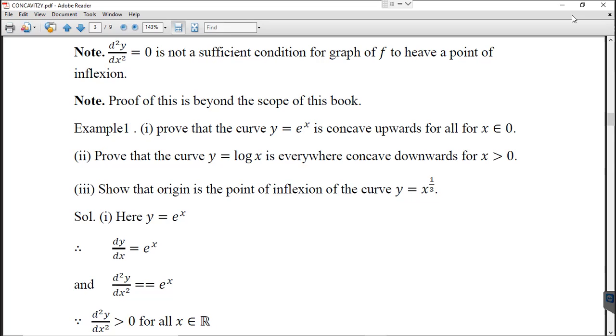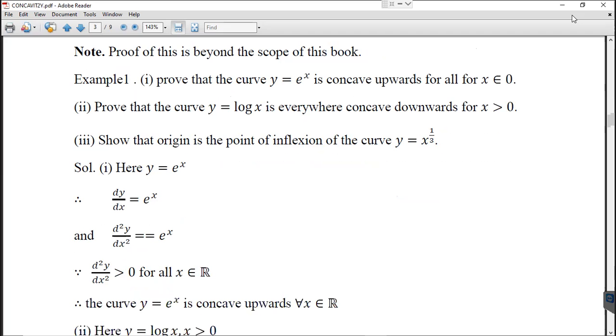So first of all, consider the curve y is equal to e raised power x for all x belongs to R. Here there is a typing mistake. You have to check that the curve y is equal to e raised power x is concave upwards for all x belongs to R. So the solution of the first is, first of all, the curve is e raised power x.